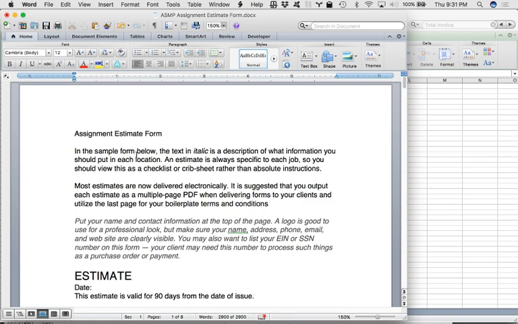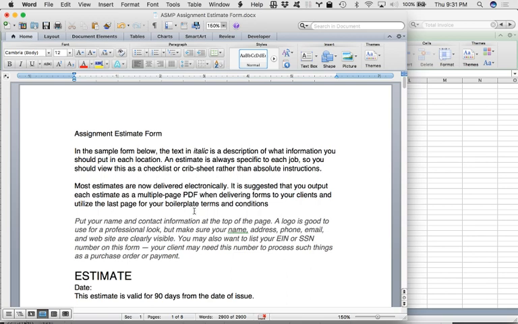So what it's saying here is that for the stuff in the italics, you need to do the description of it. This is where to put this stuff in. It sort of walks you through. Most estimates are done electronically now, so we're going to want to do this as a PDF. I would do this on my own personal stationery. That's what I would do if I were you guys, okay?